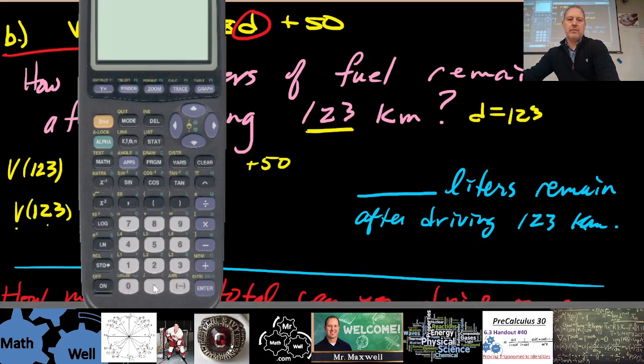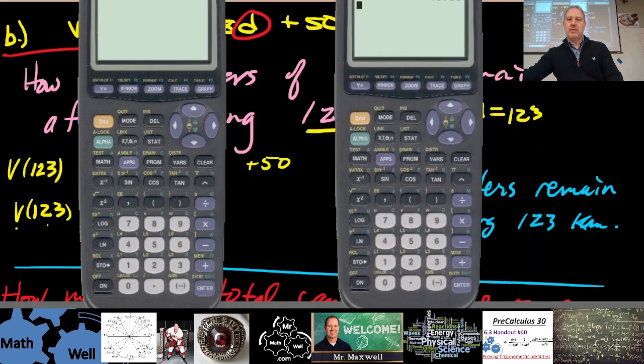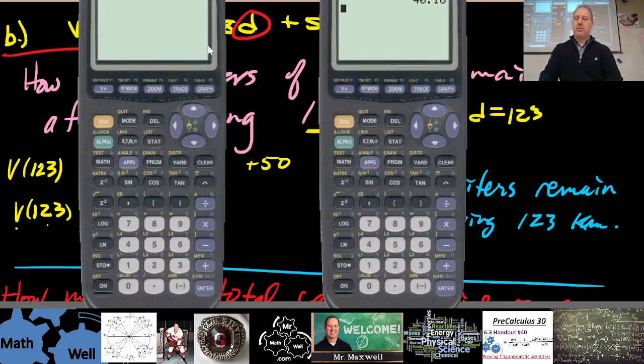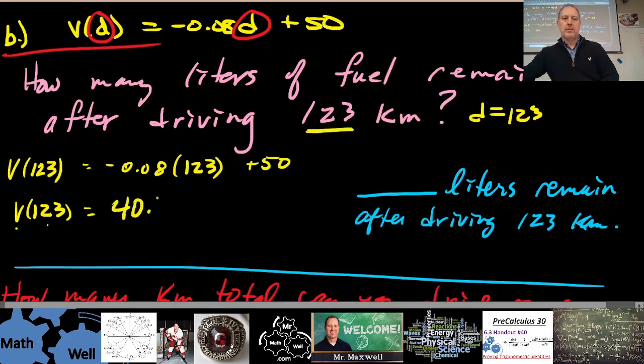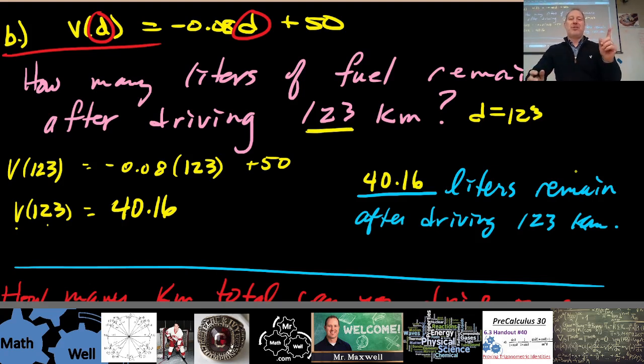So negative 0.08 times 123 plus 50. And again, if you do 50 minus, that's fine too. 40.16, does that make sense? Do you guys get that too? Okay, 40.16. So that would be the number of liters that remain. Pretty easy? Okay, so that's pretty straightforward. That's level one. You just plug a value into the equation and you evaluate.